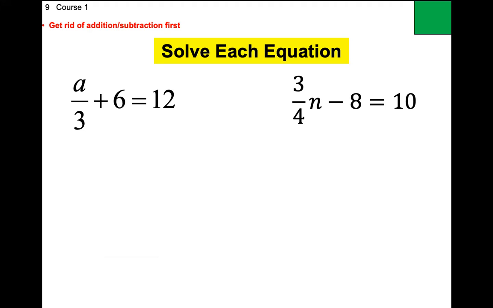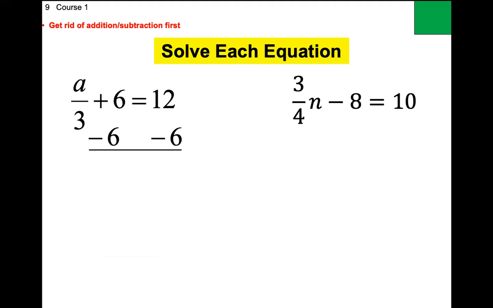All right, Ben, walk us through the first one, the one on the left. Okay, so we're gonna subtract 6 from both sides. Then we're gonna multiply. Well, what do you get? 0 for the left side and then 6 on the right side.